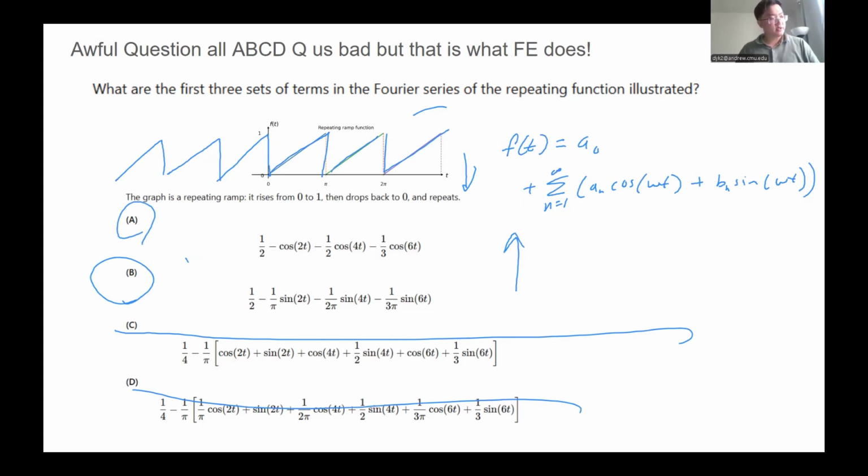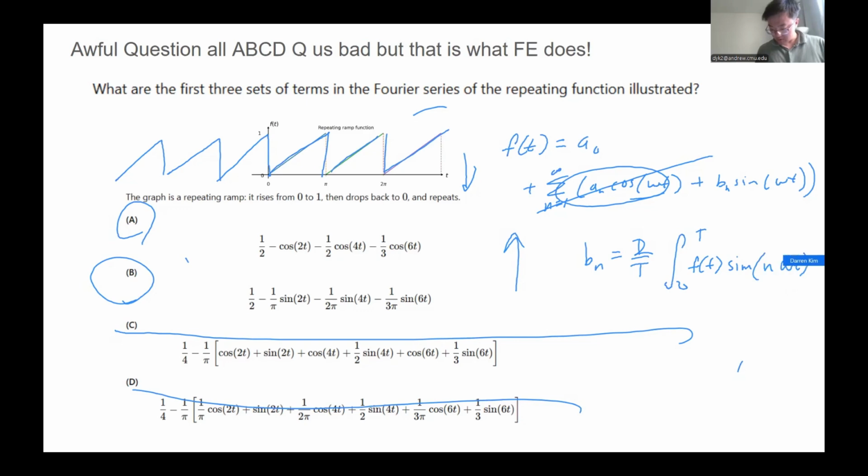Now, how do you solve that as a question? Okay, so with that said, I have to look up the odd and even versions of that. So where are the odd and even versions? Okay, here's odd and even. We're not using the even version, so get rid of that. We're only using the odd version. So for the odd version, bn equals 2 divided by T times the integral from 0 to T/2 of f(t) sine(n omega t) dt, right?